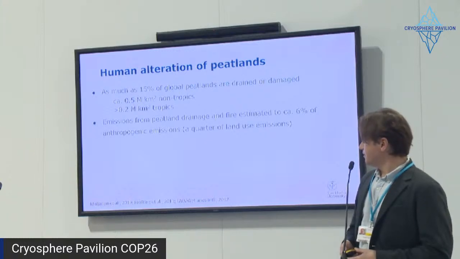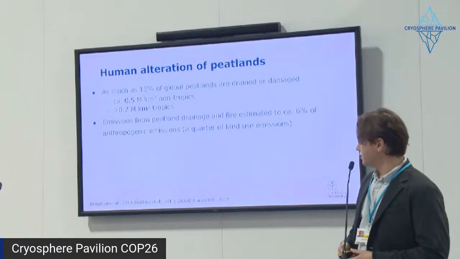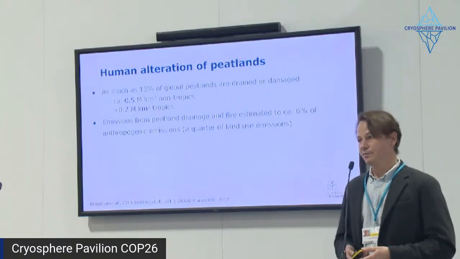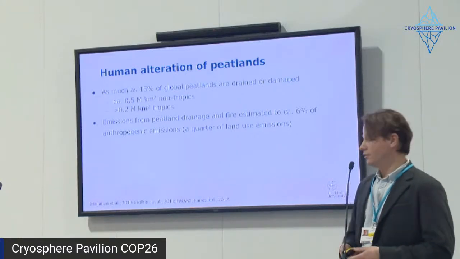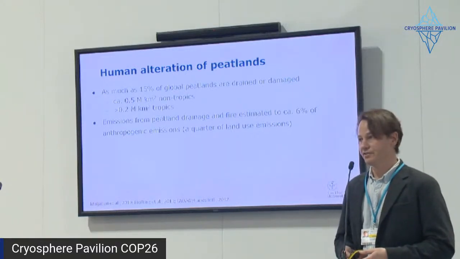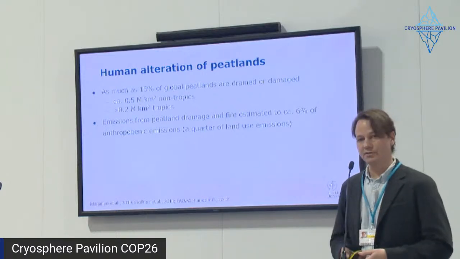And it's estimated, and this is actually a relatively old estimate now, so these numbers might have changed, that emissions from peatland drainage and fire are roughly 6% of all anthropogenic emissions, and they are about a quarter of all land use emissions. So this is a really significant part of the alteration we have to the global carbon cycle and the global climate.